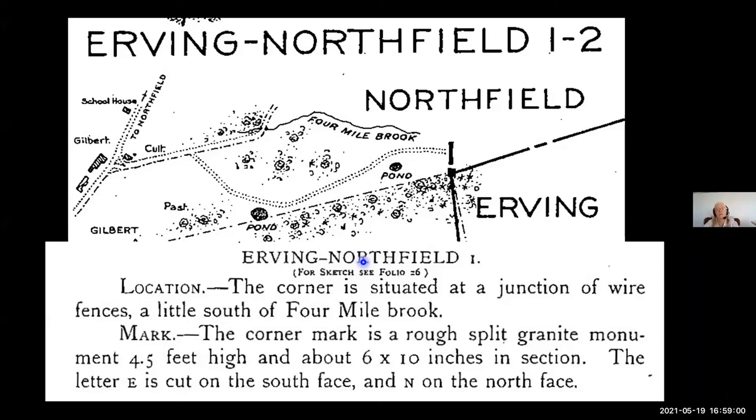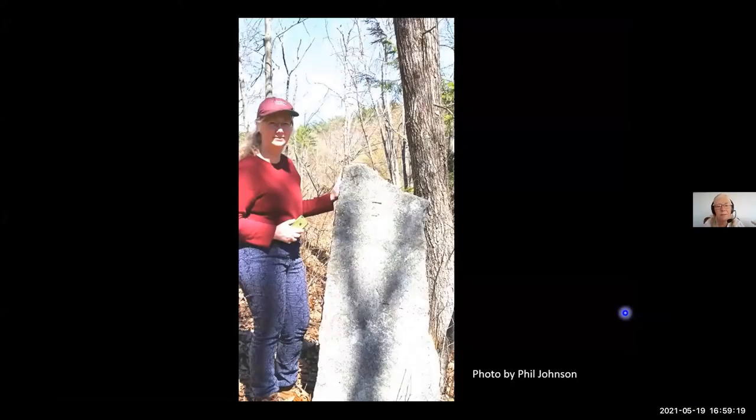Now, if you go looking for these corners, as I did, I took a look at the map and the description, and tried to figure out where these roads are now as they were described before. Okay, junction of wire fences. Chances are the wire fences aren't there anymore. But it's a split granite marker with an E for Irving. I think Phil is in the audience, isn't he? So he gets a photo credit. This is the boundary between Irving and Orange, which is the Millers River. So these witness markers are on either side of the river. If you connect the dots, that's where the boundary is.